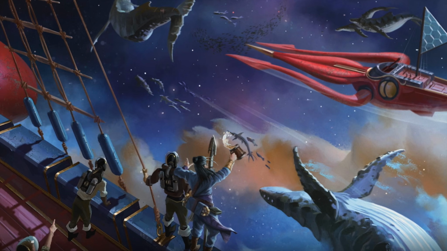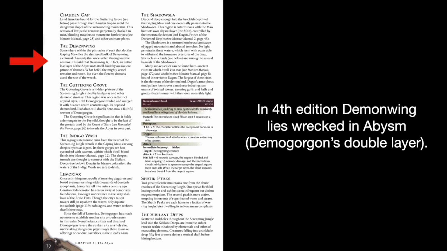Demon Wing is a layer of the Abyss that Demogorgon had transformed into a ship that could take its passengers to any location in the lower planes. It's ruled by a Balor named Straoth.